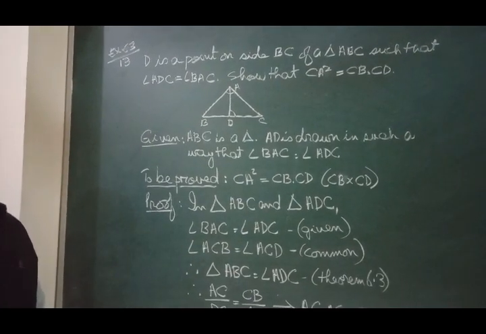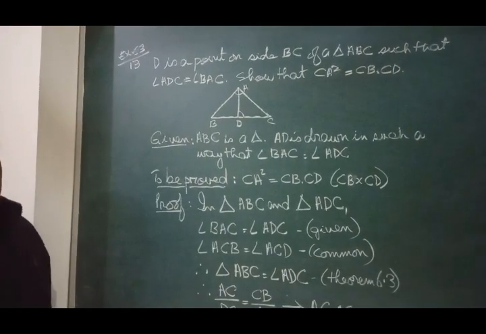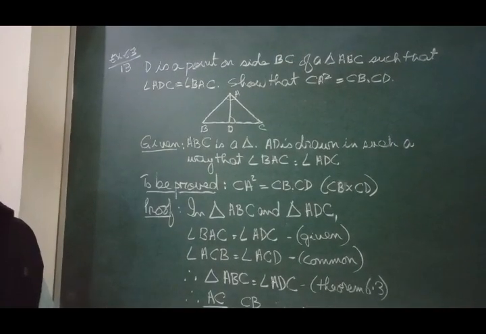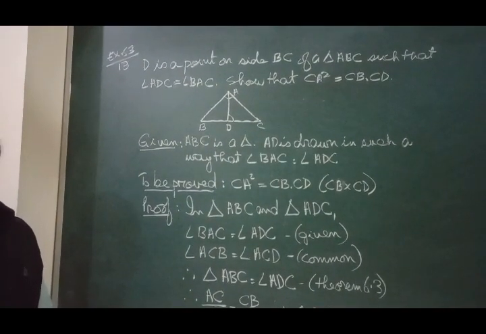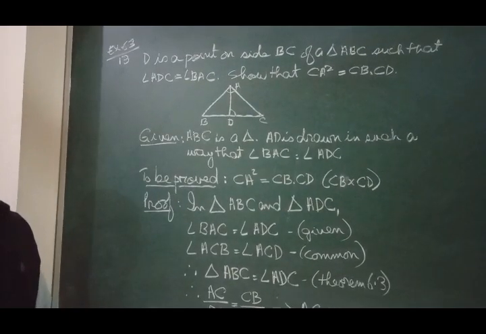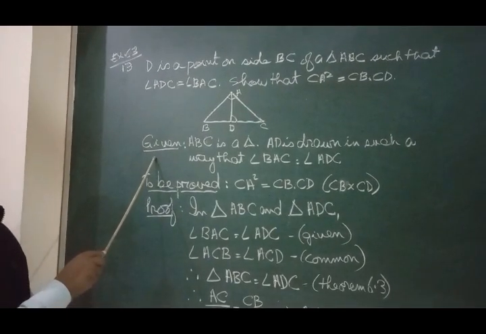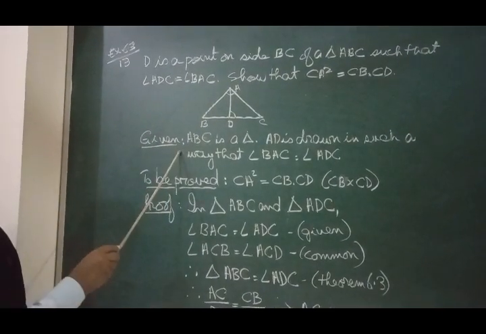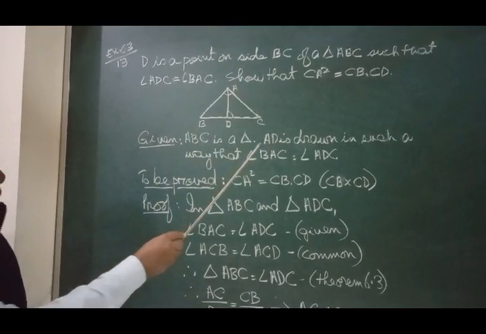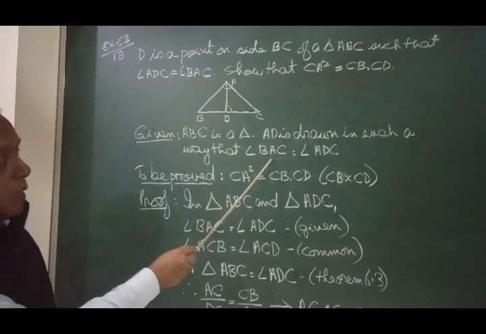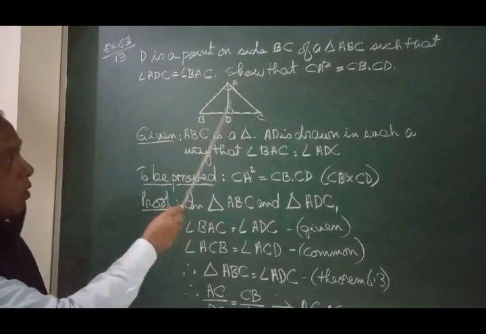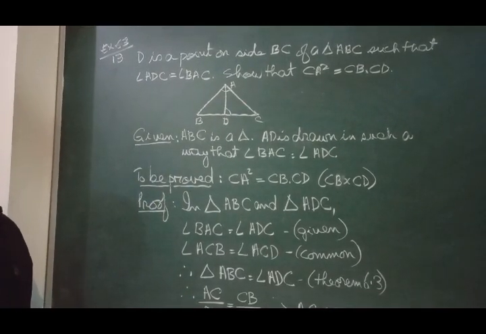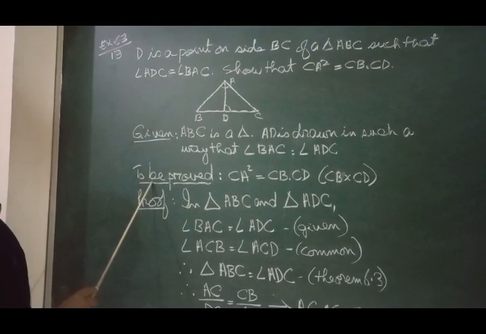Friends, we are now going to tackle question number 13 of exercise 6.3. I would like to remind you that you should understand the question clearly. In order to help you do that, I have given here what is given in the question. Certainly not in the same order, but we are given that ABC is a triangle. AD is drawn in such a way that angle BAC is equal to ADC. You find the marking to show that they are equal. We are given that. And then what are we supposed to prove?